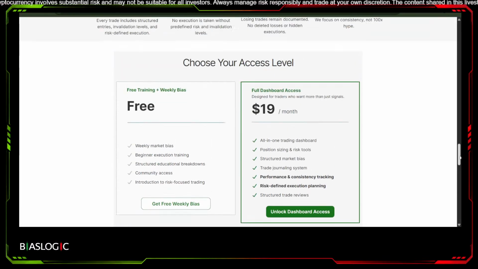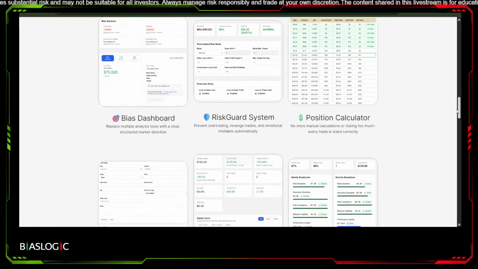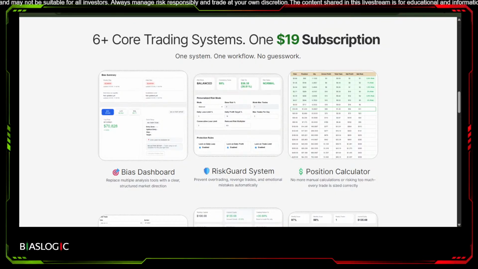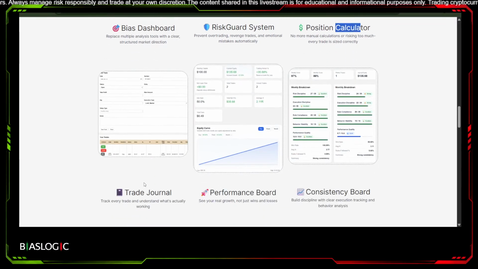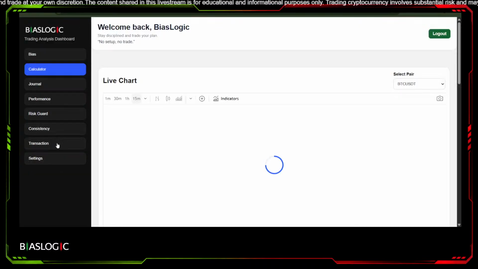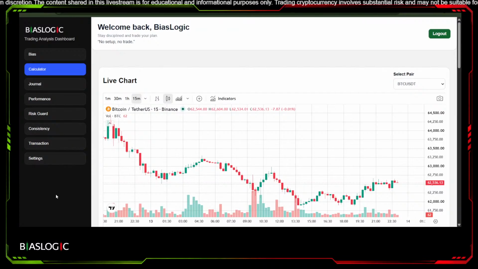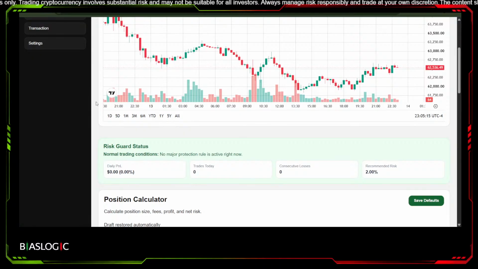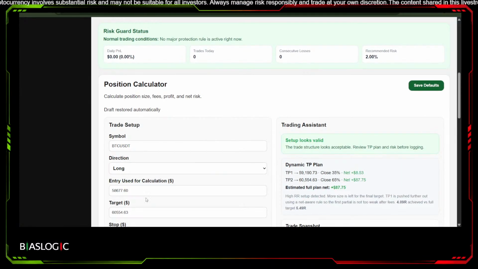So that's all about the BiasLogic system, and it has got multiple tools and is worth the $19 subscription, where you get a bias dashboard, a risk guard system, and a position calculator. The main thing is the trade journal, a performance dashboard, and a consistency dashboard. Technically, these are the really important things you need to become a profitable trader, and that's here. I don't want to bore you by showing the features of this BiasLogic dashboard every time. But whenever we get a trade, we'll try to log it here, and we'll see it from there.